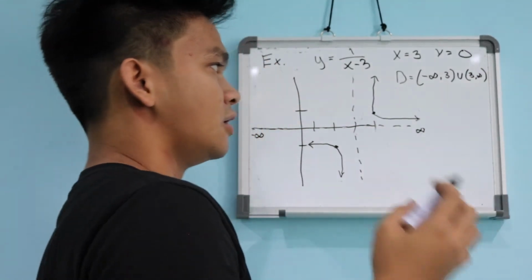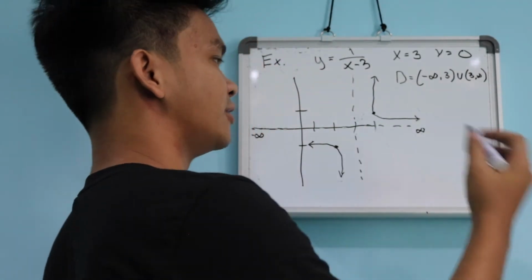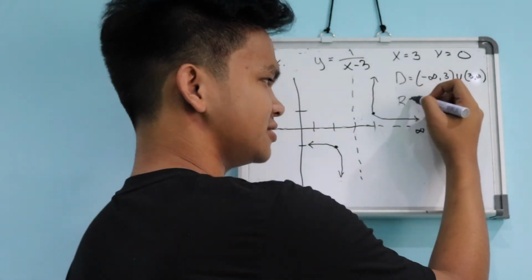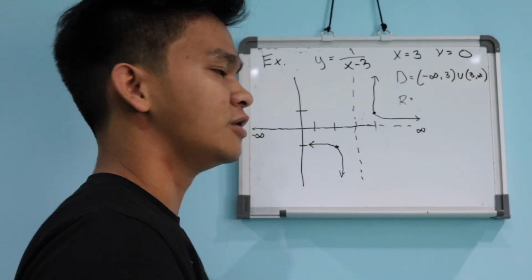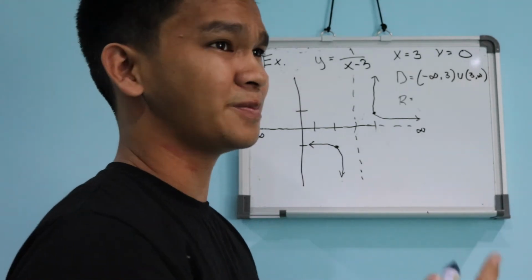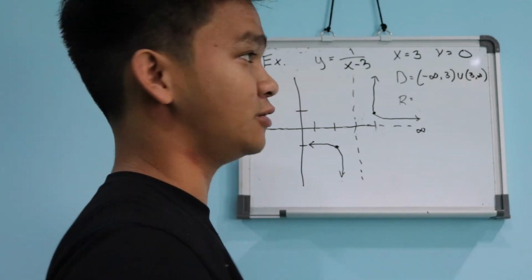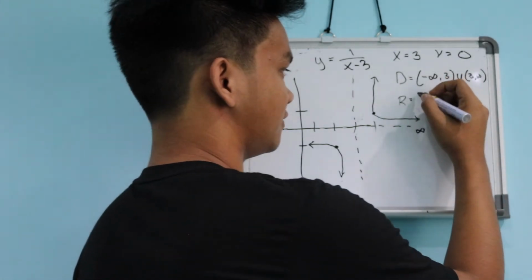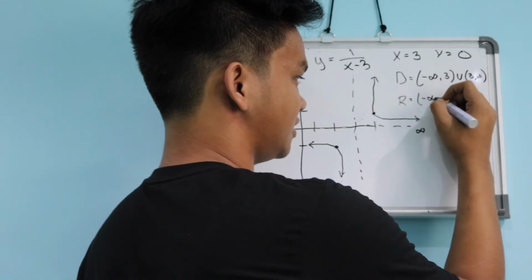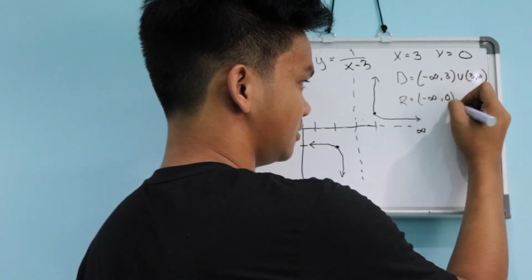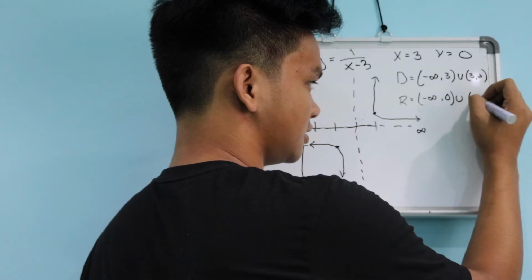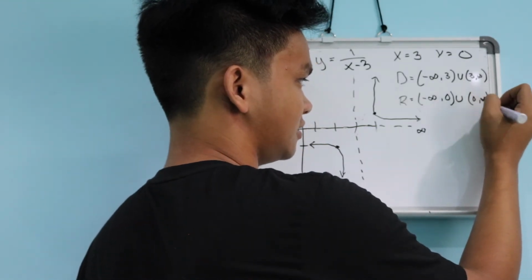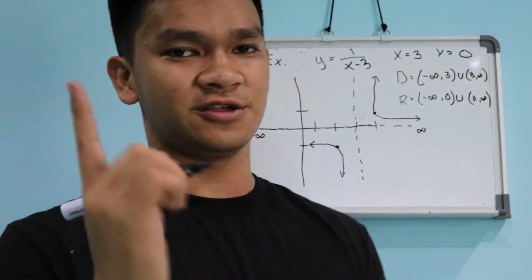The range is actually the same: any possible value except 0. So negative infinity to 0, union 0 to positive infinity. That is all. Thank you.